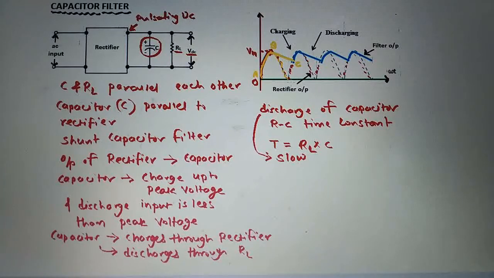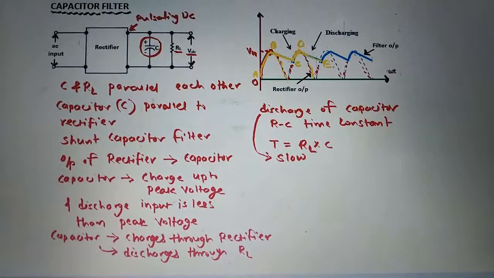After that, again the output of the rectifier increases from its minimum value, that is 0, to its peak value. Then again the capacitor charges, see here, portion C to D. Then again the output voltage of the rectifier decreases from its peak value to its minimum value. Then the capacitor discharges through the load resistance RL, and that has been shown here with the portion D to E, and this discharging of the capacitor is slow.